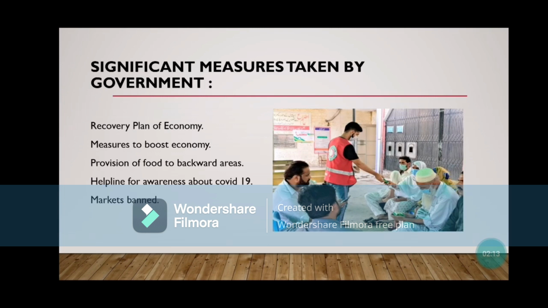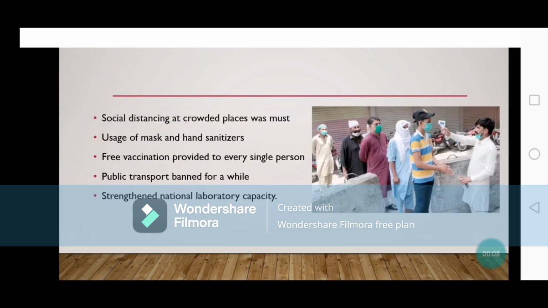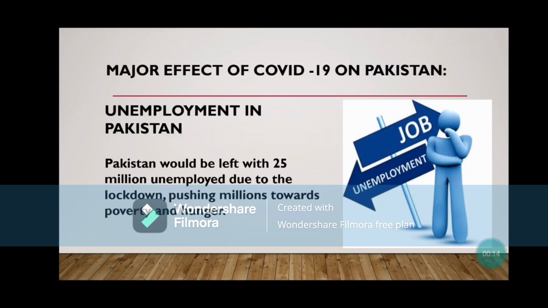Significant measures taken by government. At the time of pandemic, government took significant measures to cope with the pandemic. So there was a recovery plan of economy, measures to boost economy, provision of food to backward areas because people were suffering due to financial issues and were not provided with food, helpline for awareness about COVID-19, and markets banned. Social distancing at crowded places was a must. Usage of masks and hand sanitizers was also a must. Free vaccination provided to every single person. Public transport banned for a while. Strengthened national laboratory capacity.